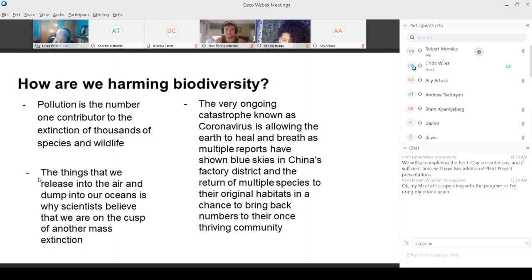How are we harming biodiversity? Pollution is the number one contributor to the extinction of thousands of species and wildlife. The things that we release into the air and dump into our oceans is why scientists believe we are on the cusp of another mass extinction. The very ongoing catastrophe known as coronavirus is allowing the earth to heal and breathe, as multiple reports have shown blue skies in China's factory districts and the return of multiple species to their original habitats and a chance to bring back numbers to their once thriving community. Nice note about COVID-19.